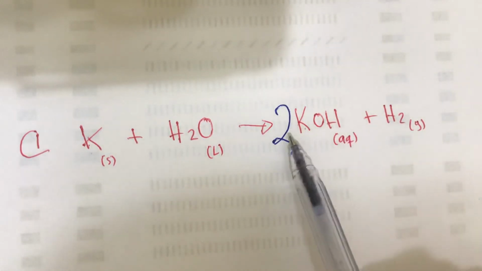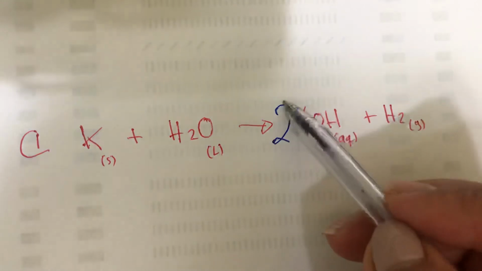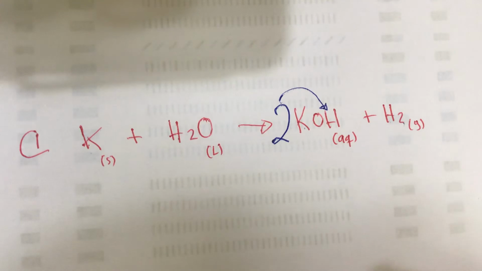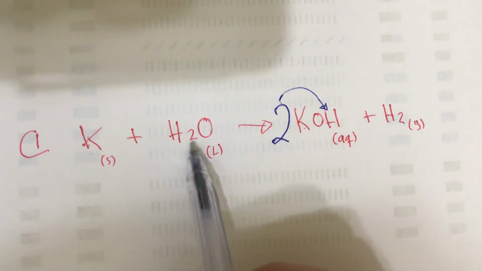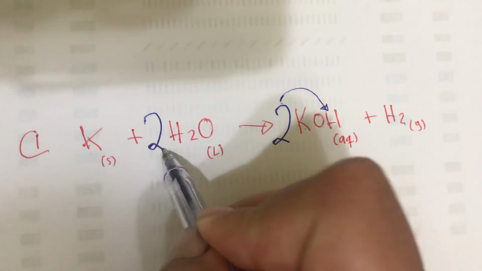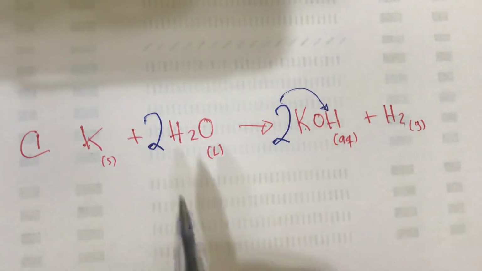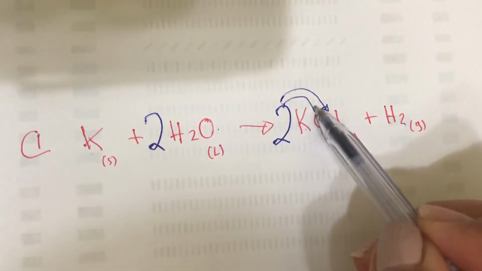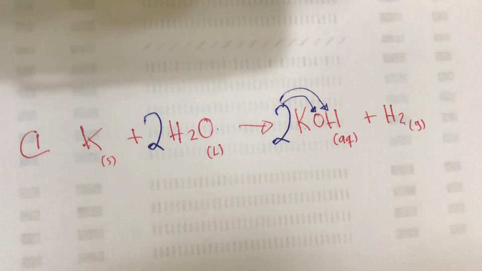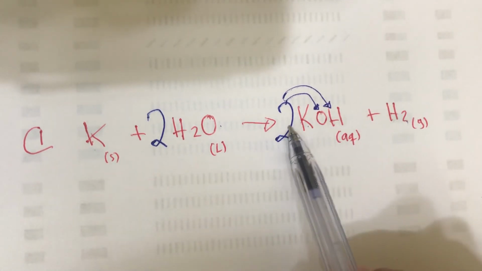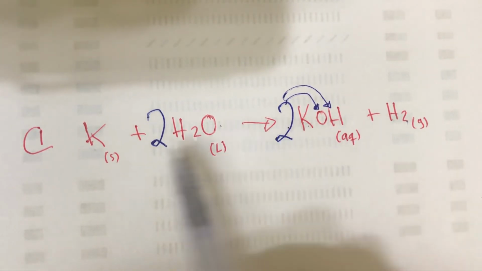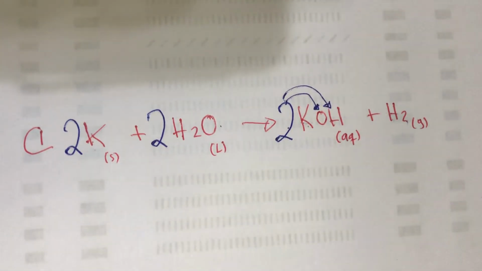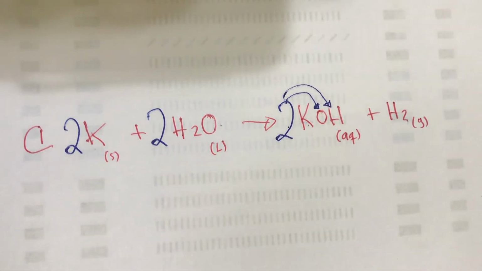So here you have 2 hydrogen atoms and here 2 hydrogen, so the total is 4. So now in the reactants you have 2. How to get 4? By multiplying by 2. Now for oxygen, you have 2 oxygen atoms and here 2 oxygen atoms. What about potassium? Here you have 2 potassium atoms and in the reactant 1, so you have to multiply by 2. So now you get a balanced chemical equation.